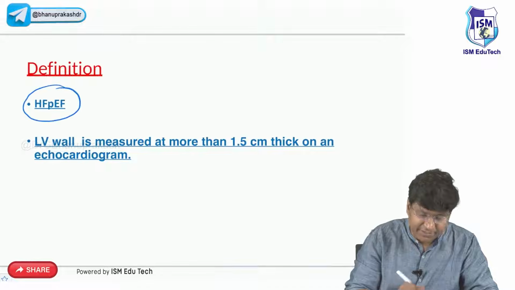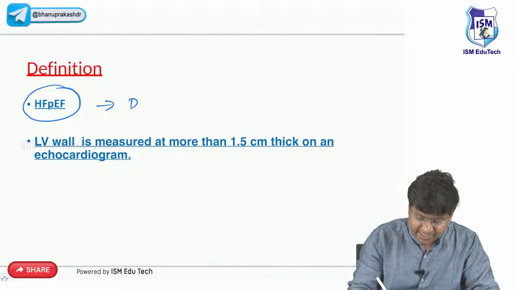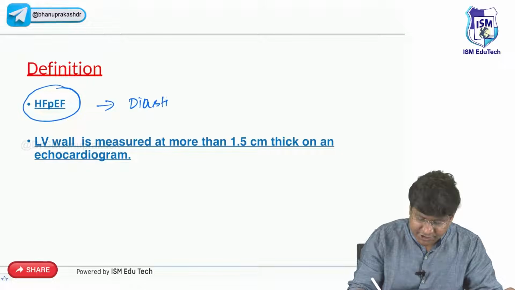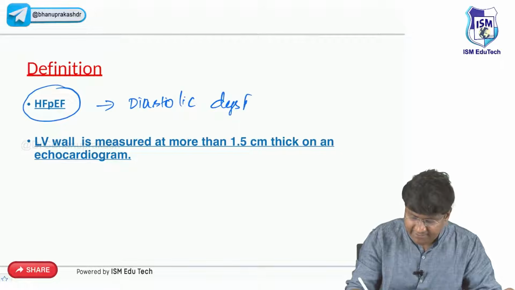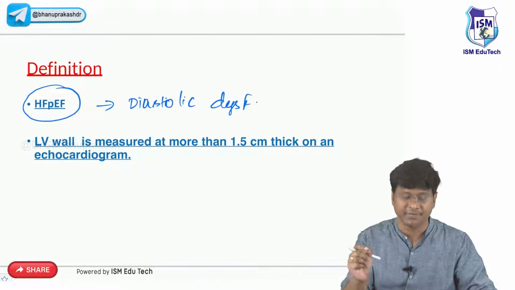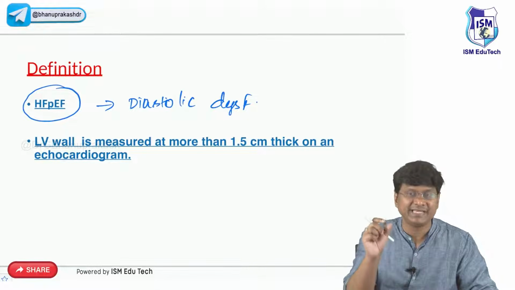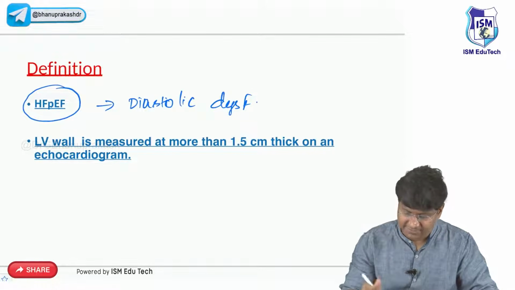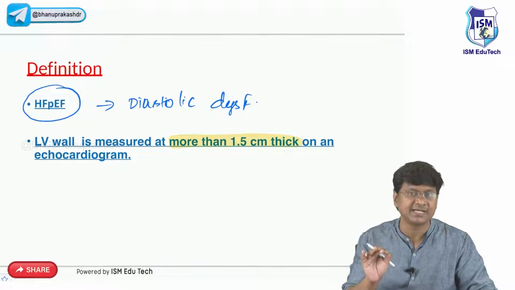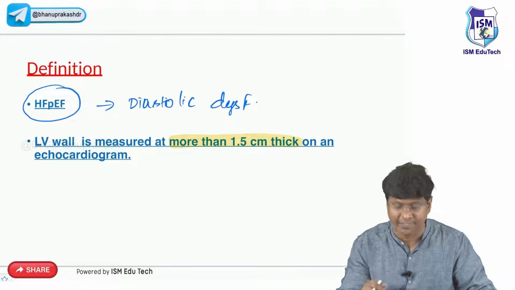It is a heart failure with preserved ejection fraction. That means what? It is a scenario where you will have diastolic dysfunction. And when we are using the word hypertrophic cardiomyopathy, what should be the increase in the thickness of your LV? That should be more than 1.5 centimeters thick. That is a criteria to call it as the hypertrophic cardiomyopathy.